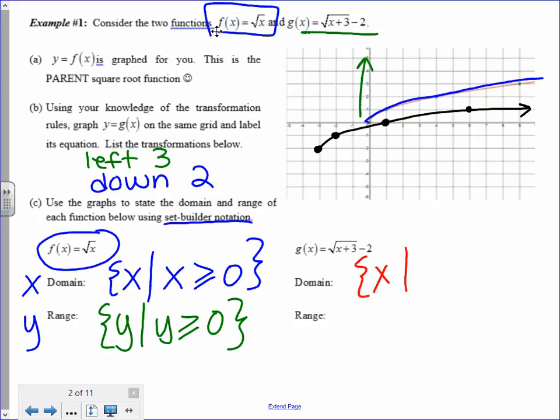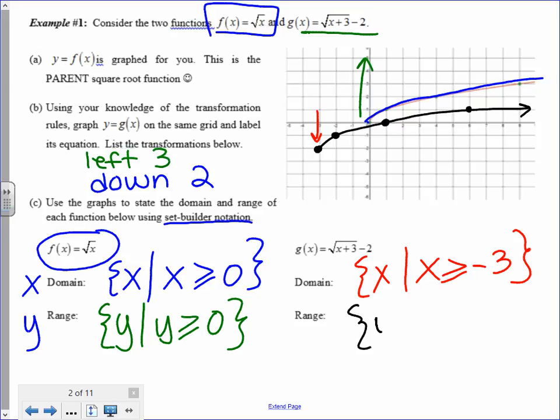Now, my graph moved to the left. What's the farthest to the left x value? -3. It's right here. And are all the x's bigger or smaller than -3? Bigger. So what inequality should I write here? Greater than or equal to -3. Very good. Now you probably get the idea of what you would write for the range.